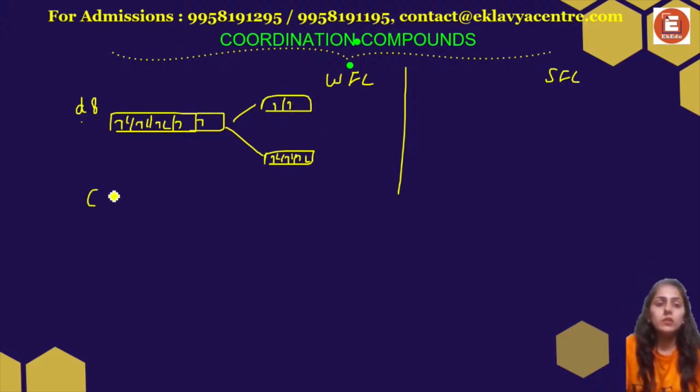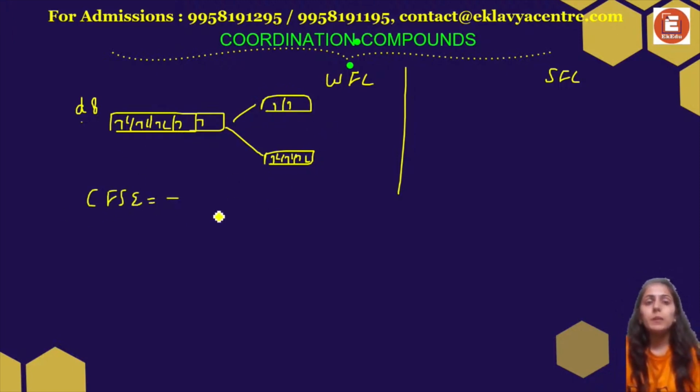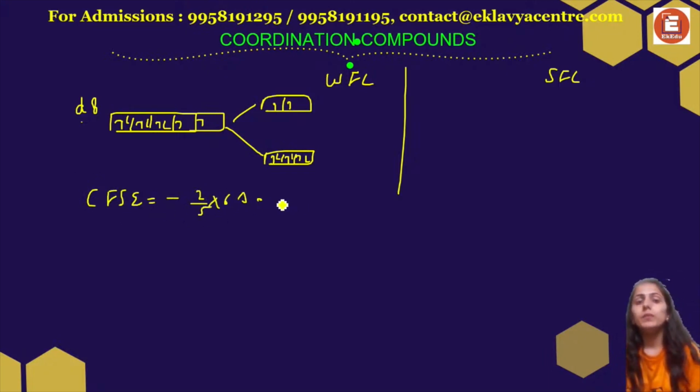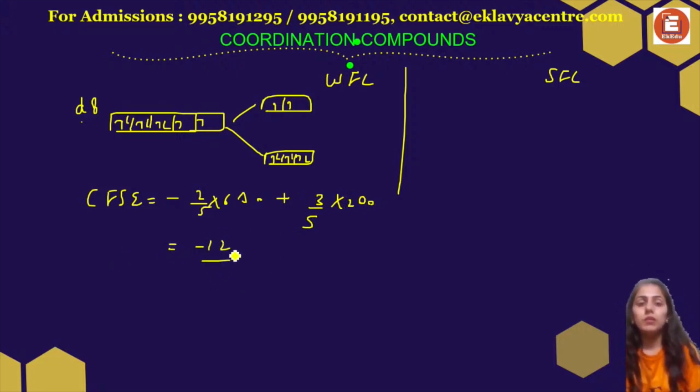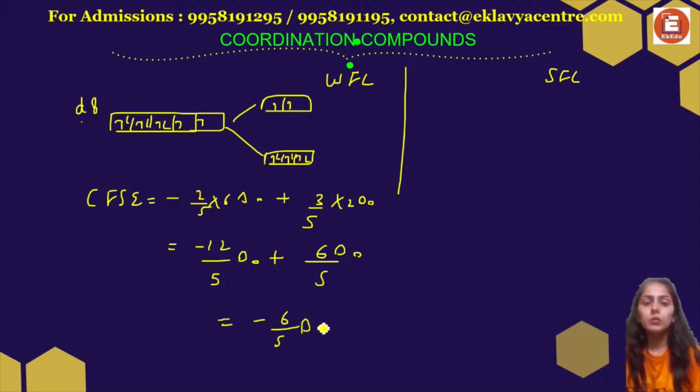So the value of CFSE will be minus 2 by 5 into 6 delta O plus 3 by 5 into 2 delta O. Its value will be minus 12 by 5 delta O plus 6 by 5 delta O, which becomes minus 6 by 5 delta O.